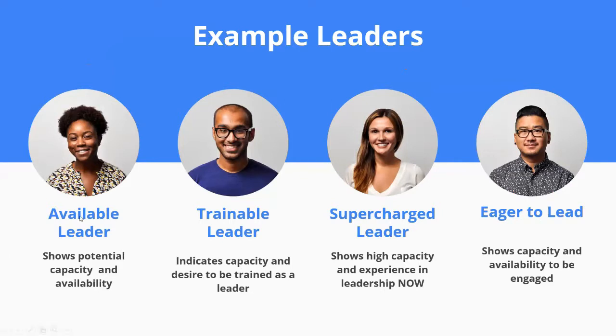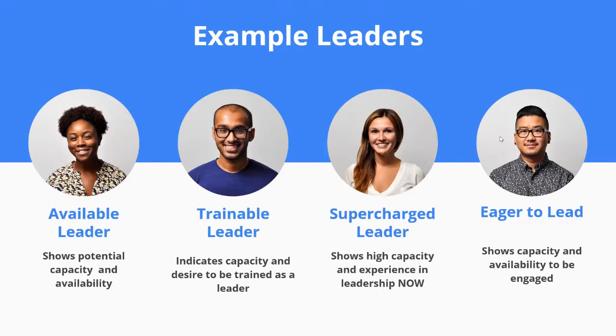So for example, we'll be able to look at these scores and give you a sense of leaders that are available to lead. They have potential, capacity, and they've indicated they have some availability. Also, we'll be looking at trainable leaders. Trainable leaders are ones whose scores indicate they have capacity and they really desire to be trained as a leader.